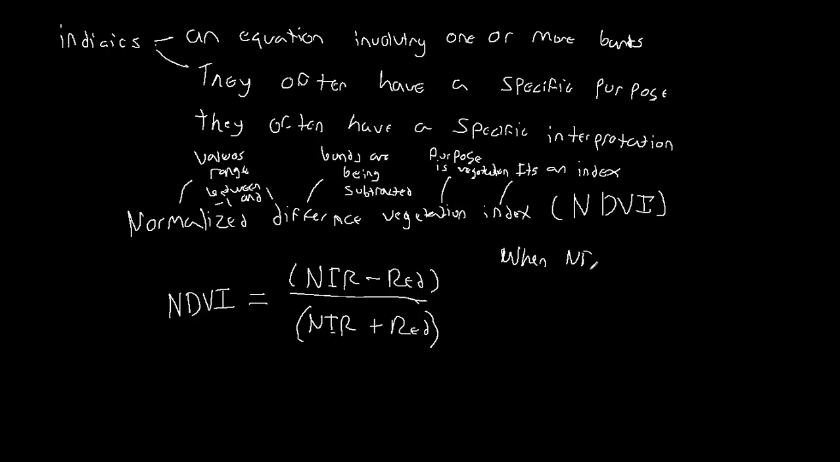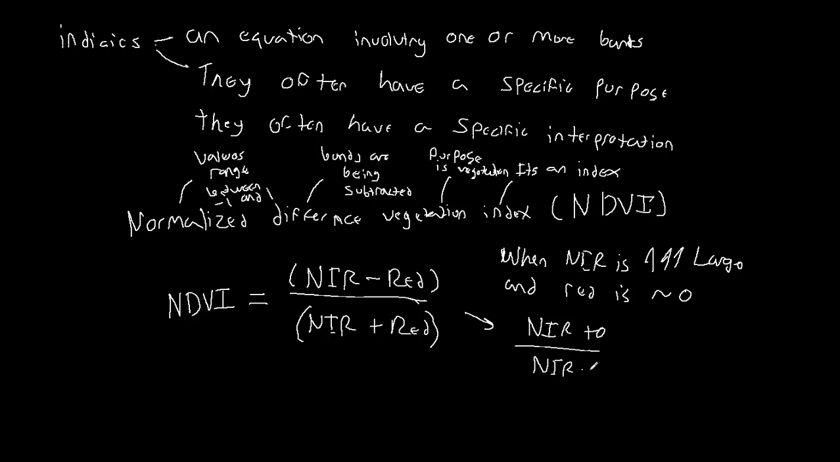When NIR is really, really, really large and red is approximately 0, red is as low as it's going to go. What happens? Well, this equation simplifies to NIR plus 0 over NIR minus 0, which means you get NIR over NIR, and anytime you divide a number by itself, you get 1. So when NIR is as big as it's going to get, this equation goes to 1.